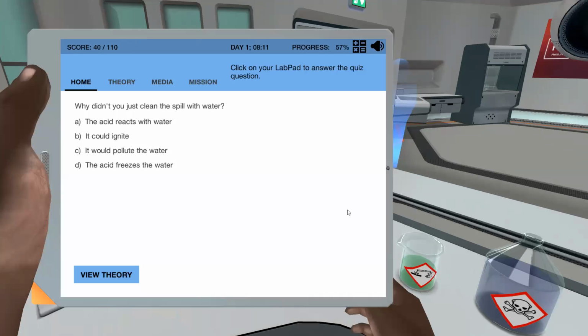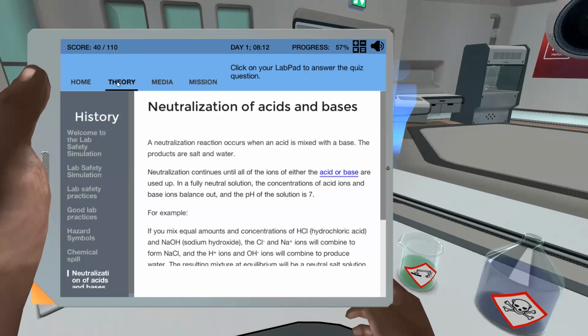Why didn't you just clean the spill with water? Because why? What do you think? I'm not. No, if you don't know, you look for theory. And there it is.